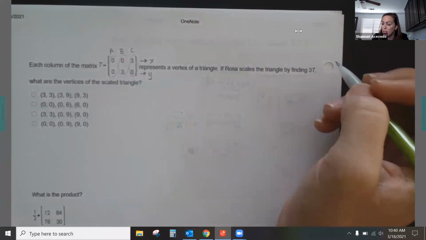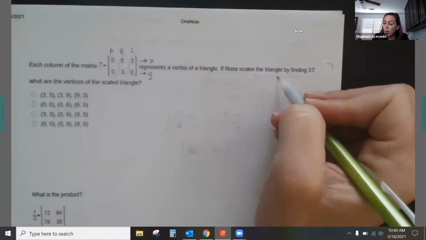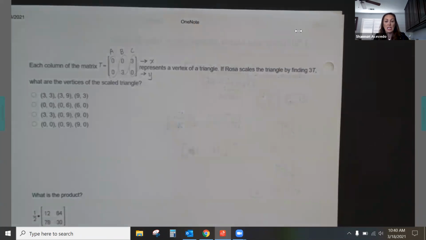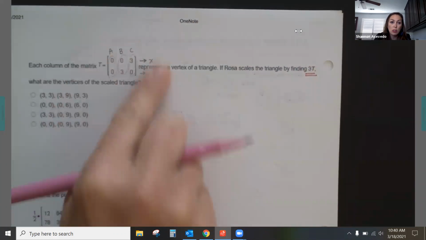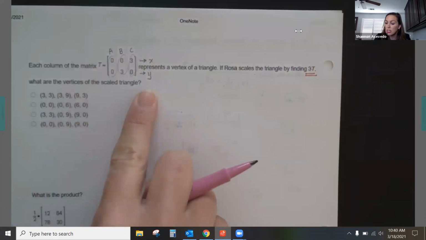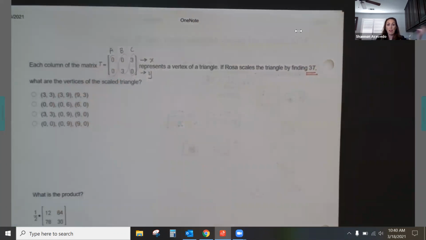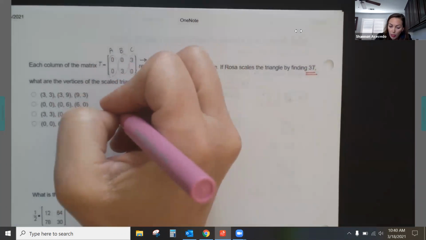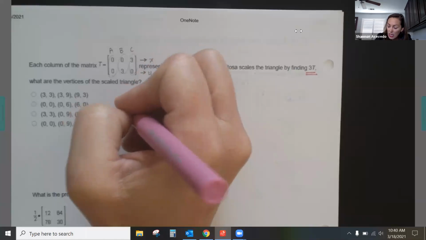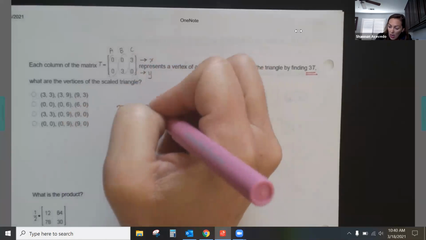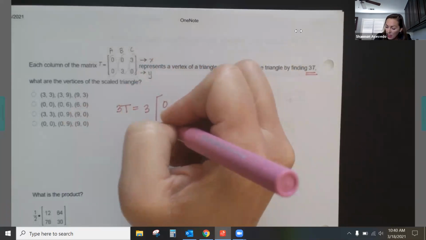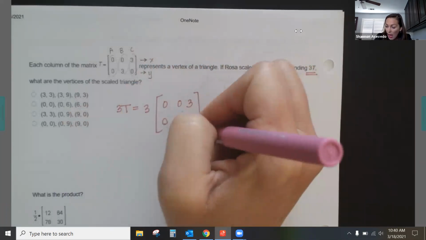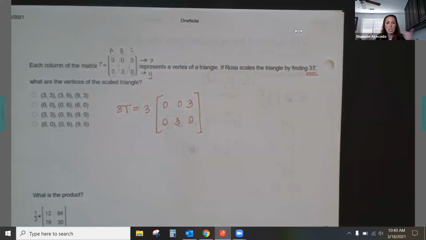Y values, the coordinates. So if Rosa scales the triangle by finding 3T, so 3 times our matrix T, what are the vertices of the scaled triangle? She's going to enlarge it by a factor of 3. That's what that scale means. So 3T is going to be 3 times my matrix T, which was 0, 0, 3, and 0, 3, 0.